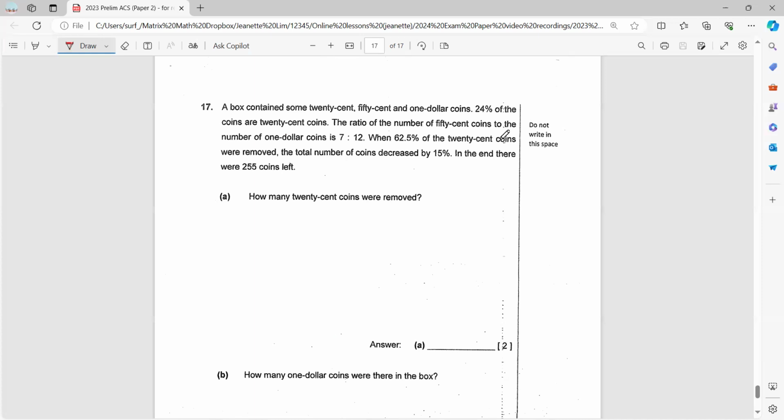Now for this question, there's a lot of percentage. And as you know, percentage is used to compare different things, right? Sometimes it's comparison, sometimes it's just a proportion of a total. So to avoid confusion, we're going to change it to ratio. First, 24% of them are 20-cent coins. Let's write down the ratio for that. It means that the 20-cent coins is 24%. The rest of them will be 50-cent coins plus $1 coins.